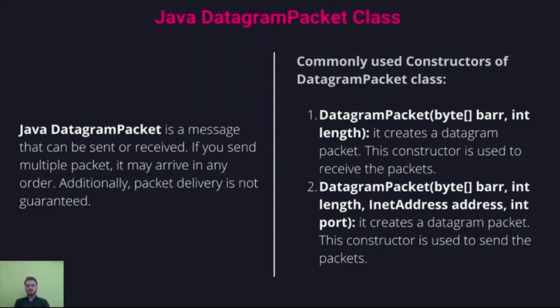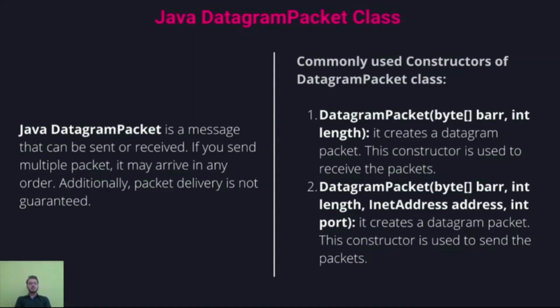The second constructor is datagram packet, which takes four arguments. First is the data which we are going to send in the form of a byte array. Second is the length of that data. Third is the address of the localhost, and fourth is the port number. So it creates a datagram packet. This constructor is used to send the packets. So the second constructor is used to send the data, and the first constructor is used to receive the data.